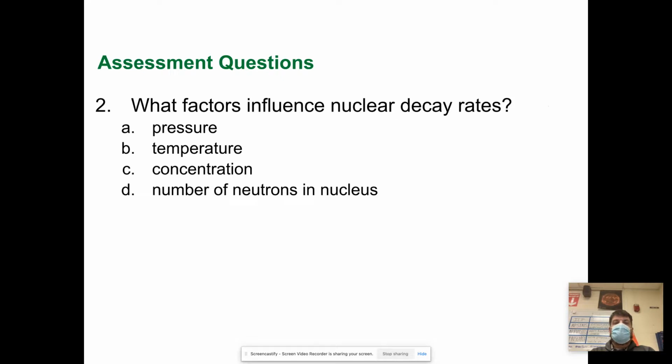What factors influence nuclear decay rates? What do you guys think? Do you think it's pressure? You think temperature can have an impact? Concentration? Number of neutrons in the nucleus? Number of neutrons. The extra neutrons is what makes the atoms unstable, and that is what doesn't belong.